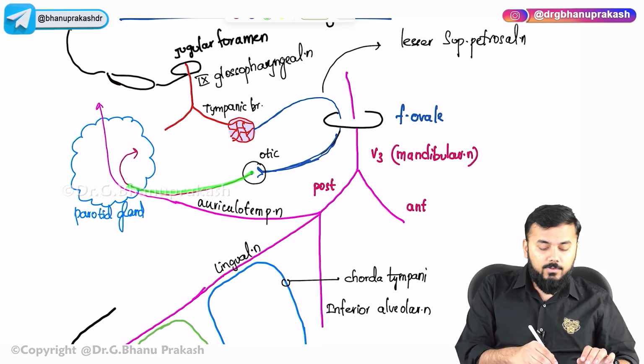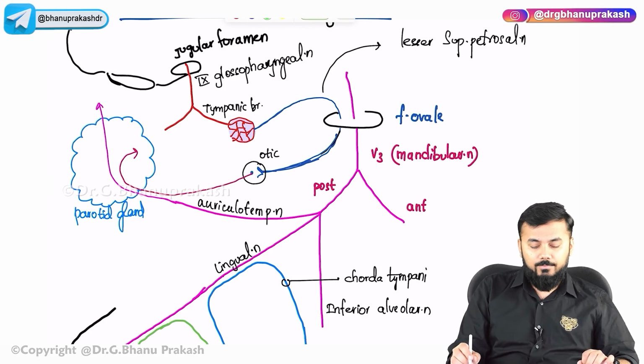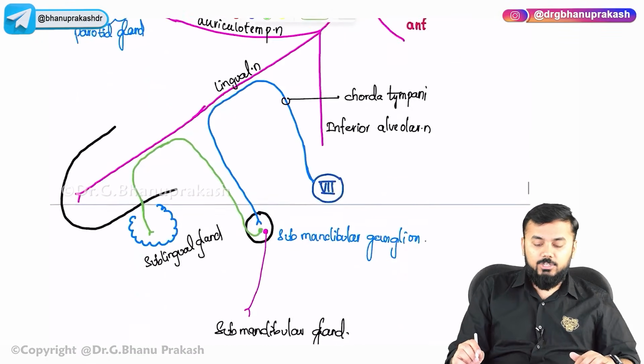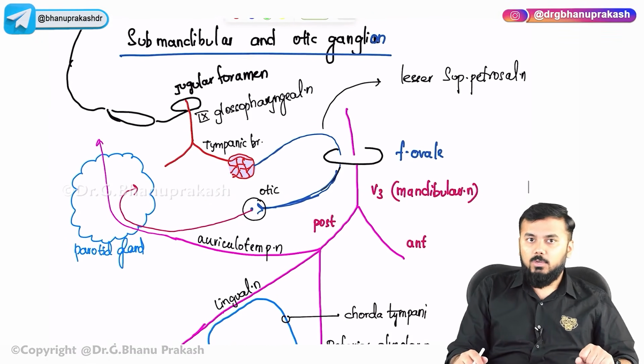From here, the postganglionic fibers supply your parotid gland. Okay. And remember, the auriculotemporal nerve is not supplying the parotid gland, rather it is passing through the parotid gland. So this is all the discussion you need to know regarding the submandibular as well as the otic ganglion.